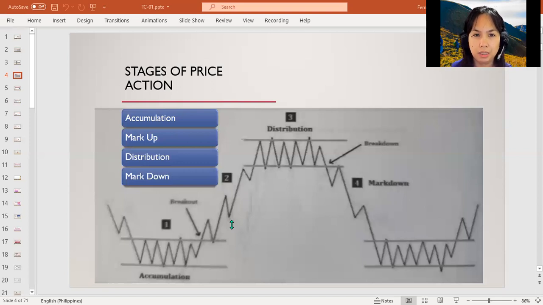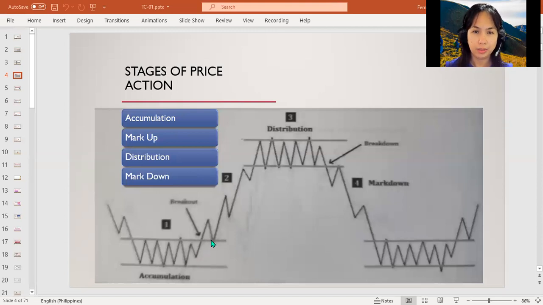So what we are about to enter is stage three, and it's called the distribution. Okay. What about this distribution? When everybody seems to be buying, then who is selling to them? So that's the question. So they're probably buying from the big funds who were able to accumulate in stage one.